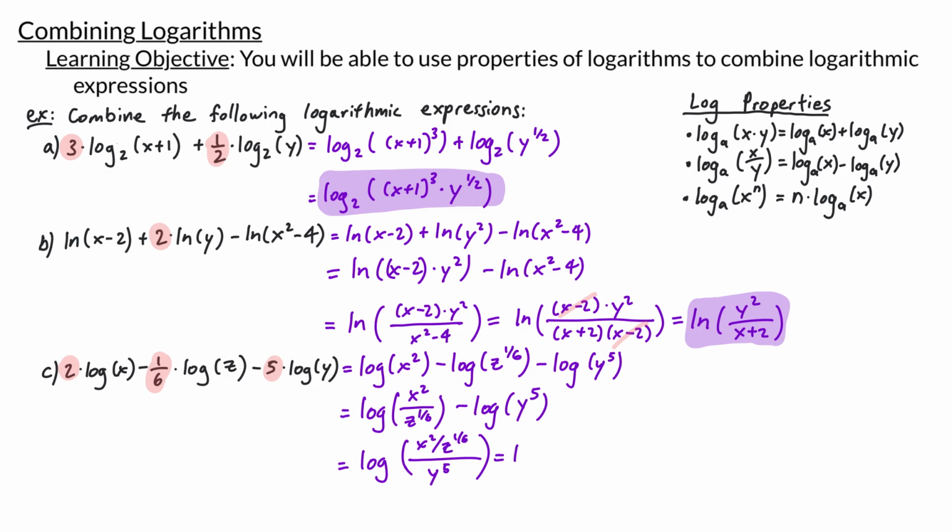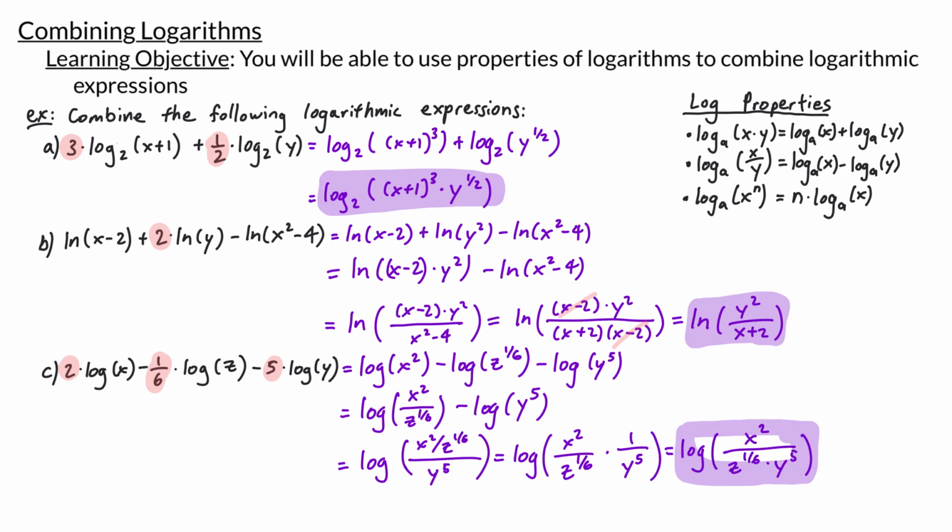So this can be rewritten as log of our numerator, which is x squared divided by z to the 1/6. And then instead of dividing by y to the 5th, we're going to multiply by its reciprocal, multiply by 1 over y to the 5th. So now we can combine these fractions together by multiplying the numerators together and multiplying the denominators together. This gives us log of x squared in the numerator and z to the 1/6 times y to the 5th in the denominator. So we've now combined all of our logarithms into a single logarithm, and we can't simplify this any further, so this is our final answer.